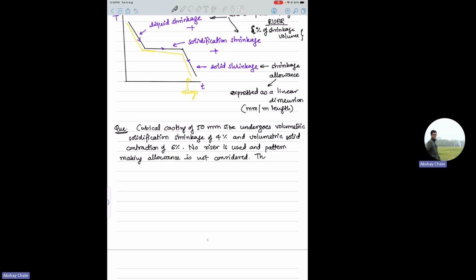Then what is the final size of the casting? Okay, so this is the question.